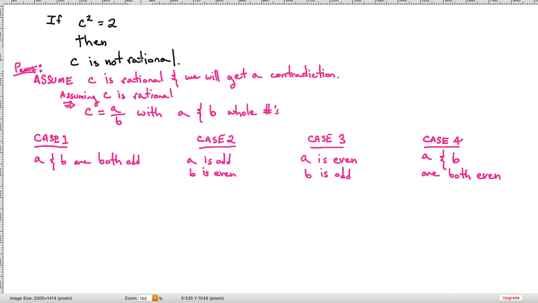We're going to prove this statement. We're going to prove that if a number when squared equals 2, then that number is not rational. The way that we're going to do this is a proof by contradiction.